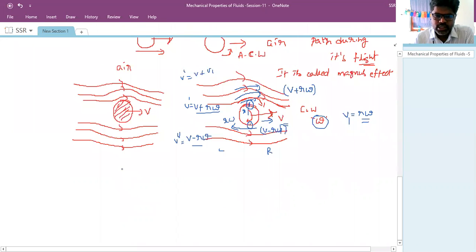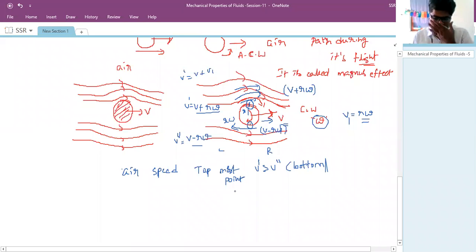There is a speed of the fluid, that means air. Here the air speed in the upward direction is more. That means at the topmost point, v dash is greater than v double dash at the bottommost point. From this, there is a speed difference from the topmost point to the bottommost point dynamically.